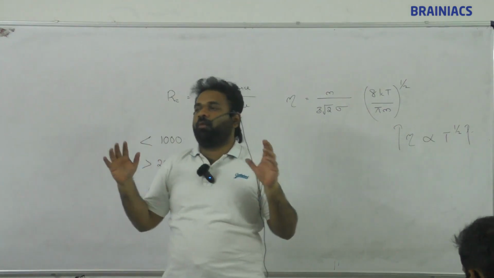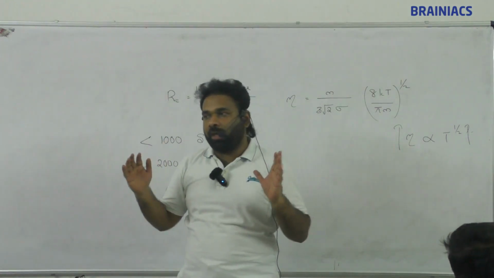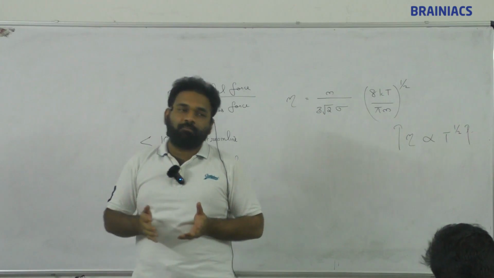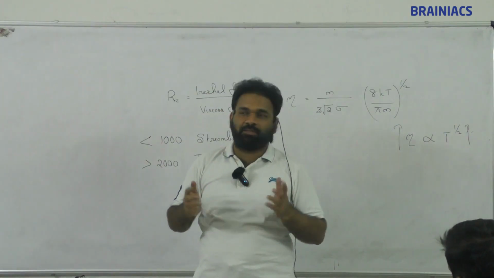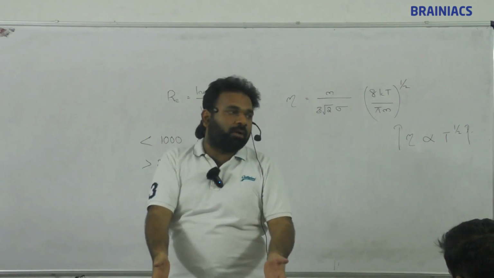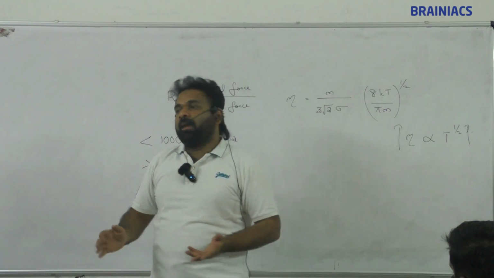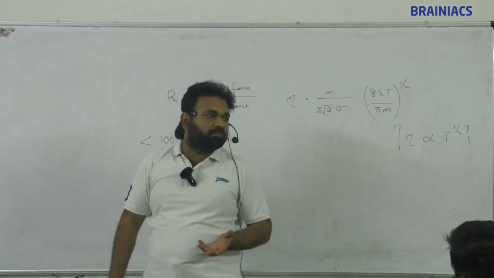Law of flotation. What is the upthrust? Upthrust is equal to V rho L G. What is the mass? V rho into G. Correct? If it is moving down at the floor, apparent weight is equal to mg minus u.